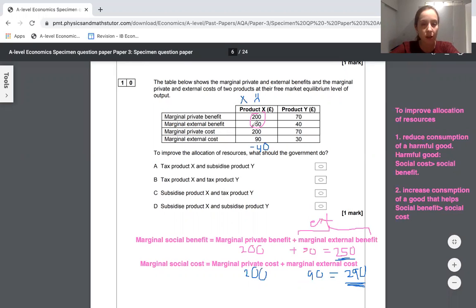You don't really want to have much of product X. So I'm looking for the options that tax X. If you tax X, you reduce the consumption of X. And that's really what we're looking for because this good is harming people.